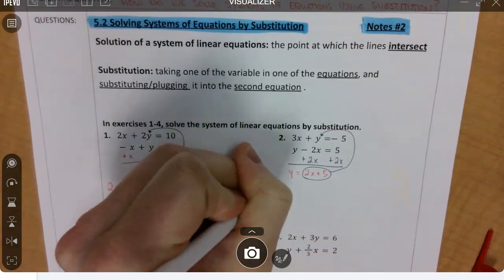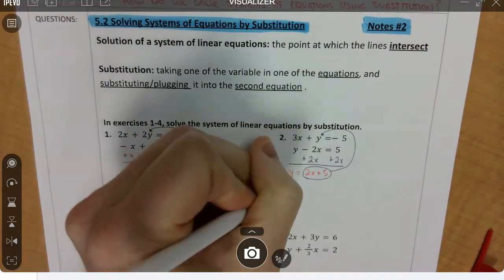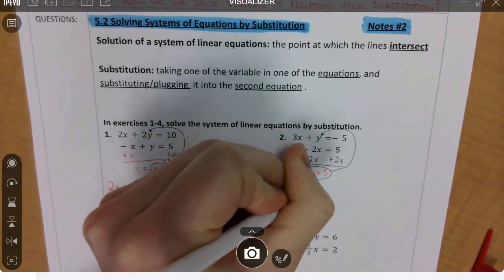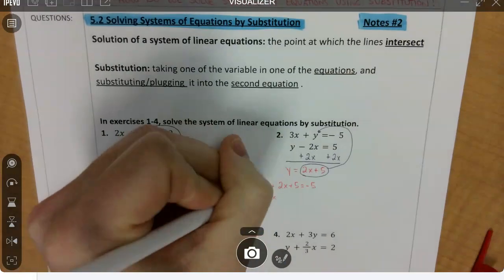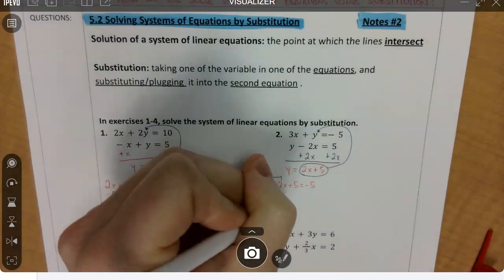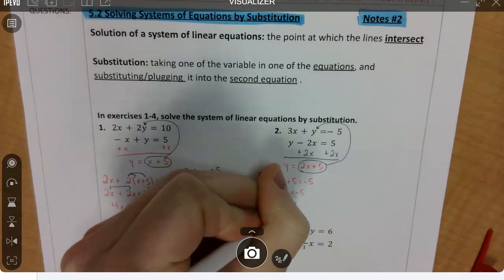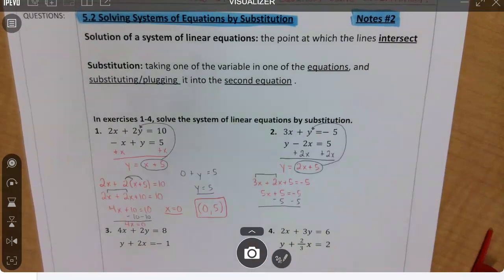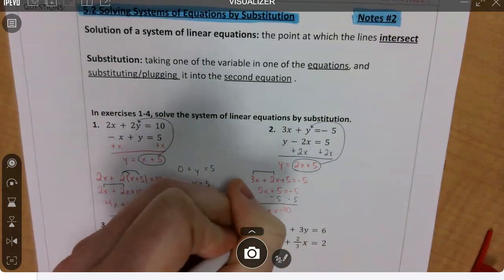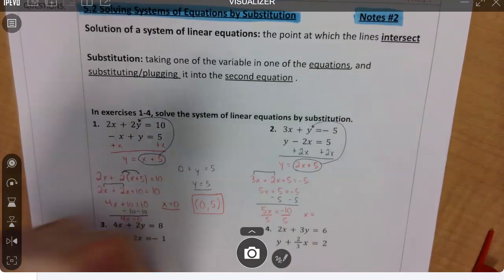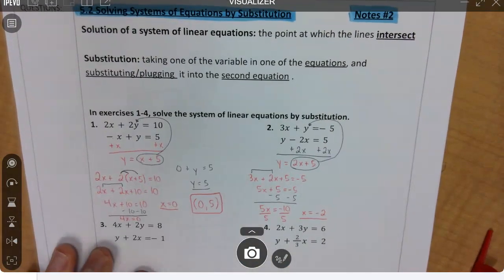So I'm doing 3x, no longer plus y, I'm just adding all of this. So 2x plus 5 is equal to negative 5. Combine like terms, I get 5x because I have 3x here and 2x there, and then plus 5 equals negative 5. I'm subtracting 5 from both sides, so don't make the mistake of thinking the 5s just cancel each other out. I'm actually left with 5x equals negative 10, and then when I divide by 5, I get x equals negative 2. So there's the first part of my answer.